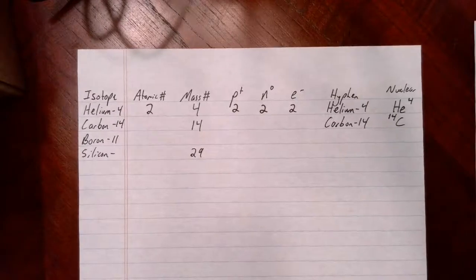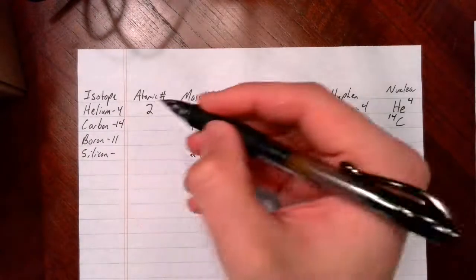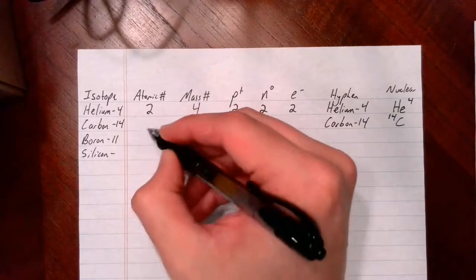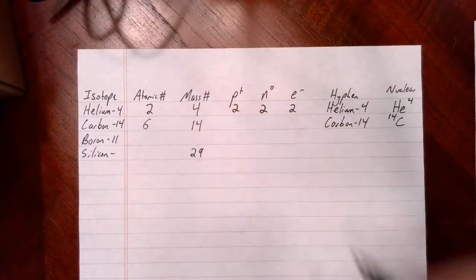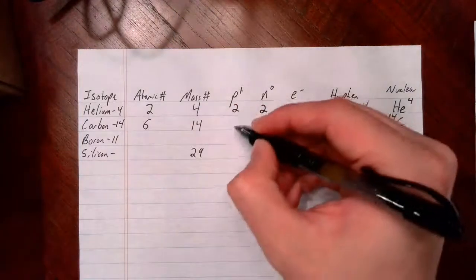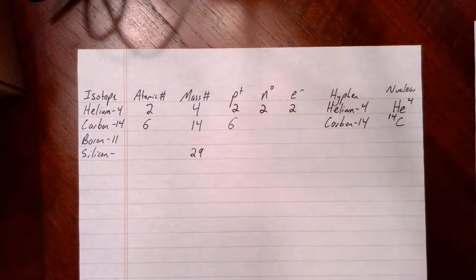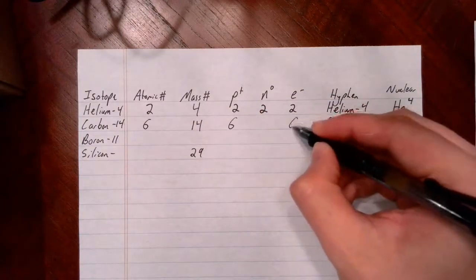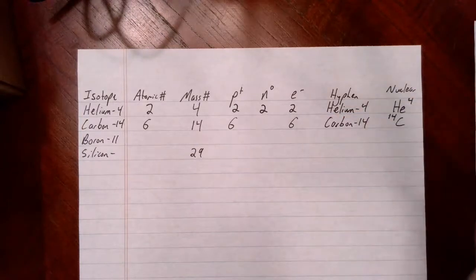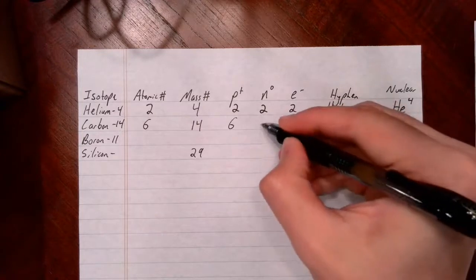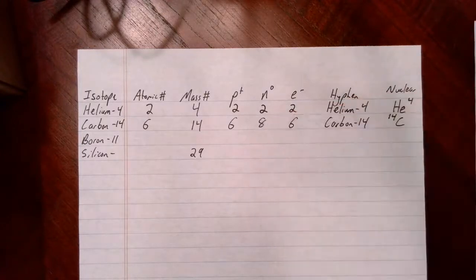So how do I find the atomic number for carbon? Yeah, that's correct. Hopefully what you said. You go to the periodic table, you see the atomic number for carbon is 6. We know atomic number is always equal to the number of protons. For a neutral atom, protons equals electrons. And we know that the number of neutrons is the mass number minus the number of protons. So here we have 8 neutrons.